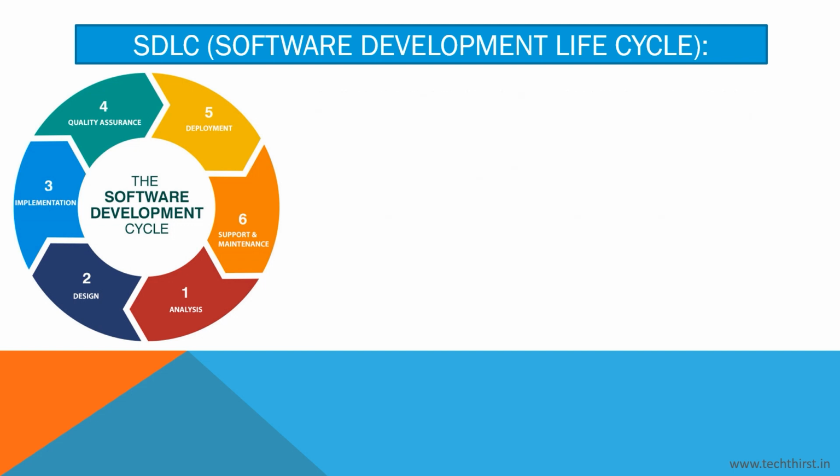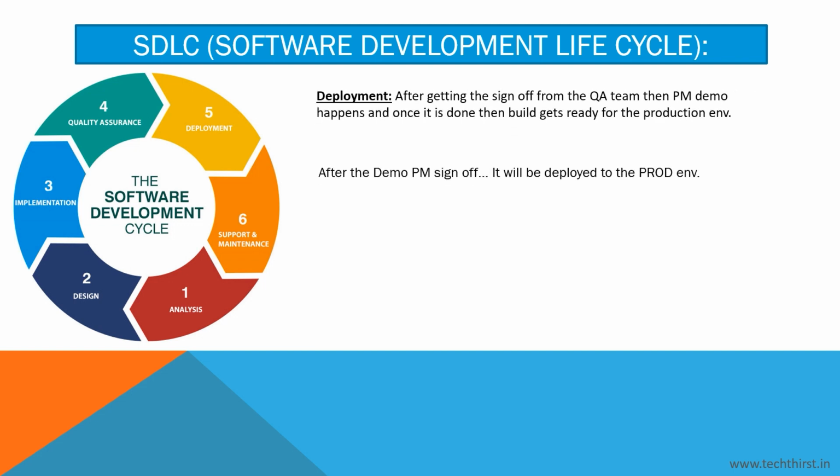Next is deployment. This is when the software is deployed to a production or live environment after successful testing and approval. This phase involves installing the software, configuring it for production use, and making it available to end users or customers, marking the transition from development to operational use.